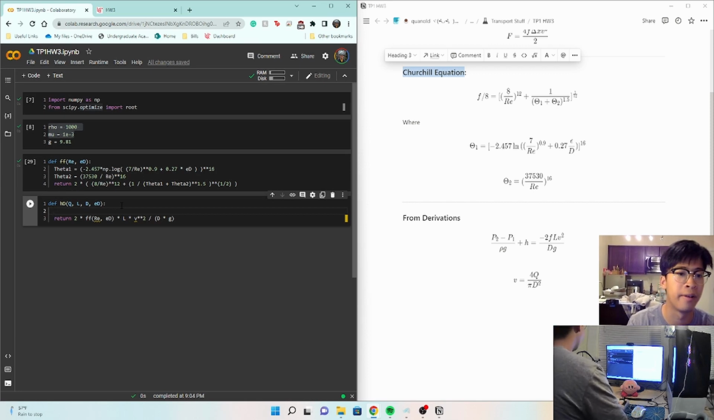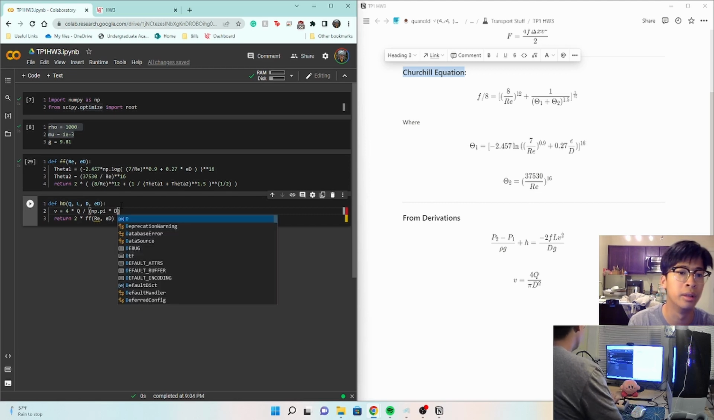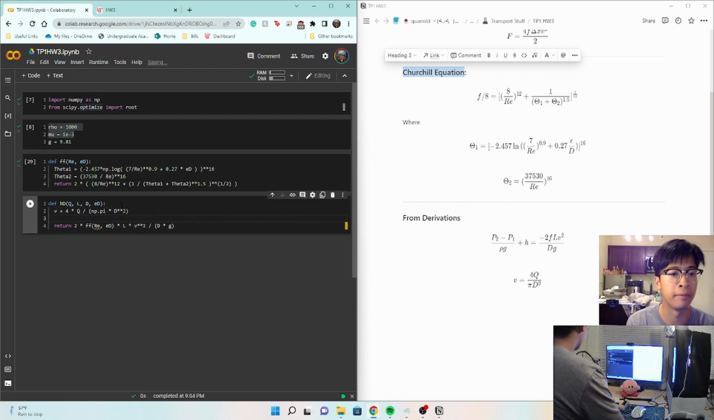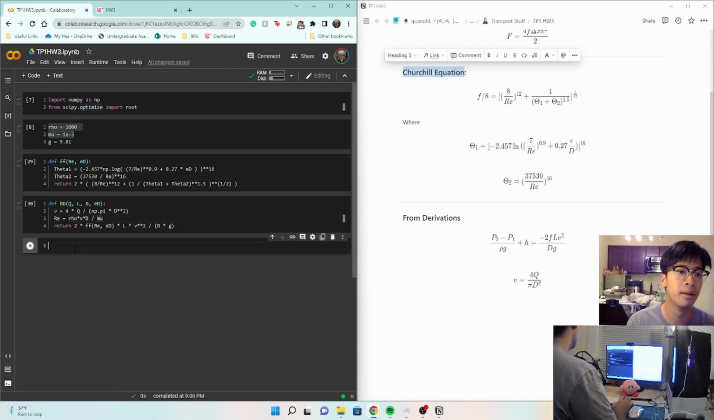Next, we need to define our V first. We need to know our velocity, which is 4 times Q divided by np.pi times D squared. From velocity, you can find the Reynolds number, which is rho v d over mu. And I believe we're all good. Everything is defined. Let's test it.